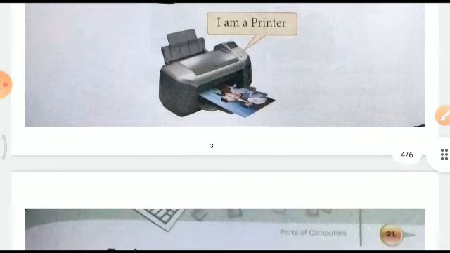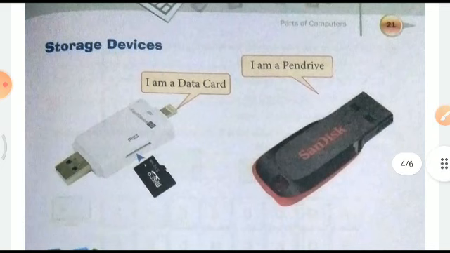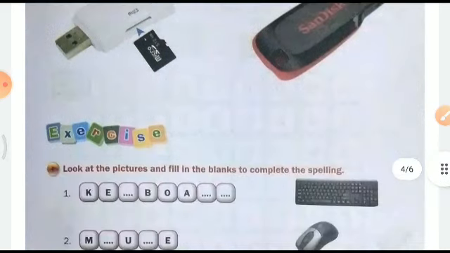And we all have used these things. Now we come to storage devices, right? And I'm sure everybody would have seen pen drive or a data card, right? So pen drive, we all know, is of various sizes, and then we have data card.